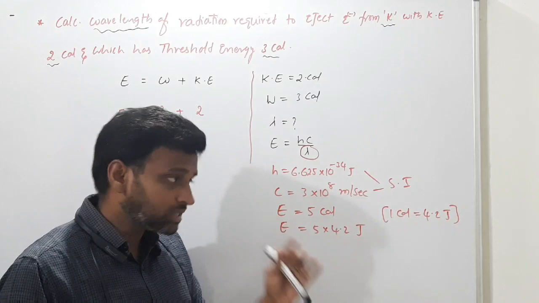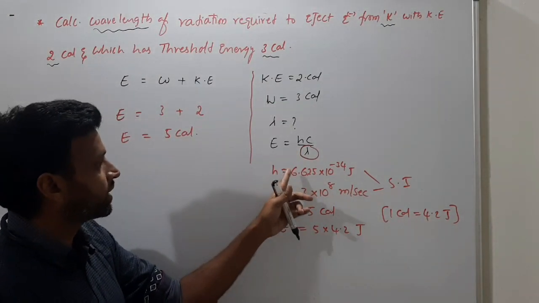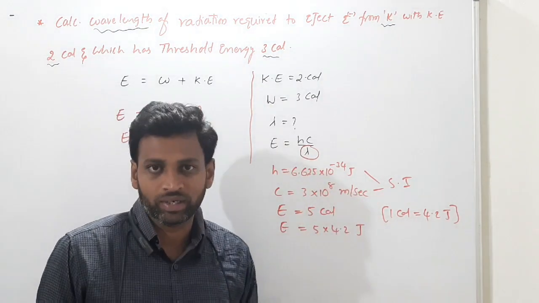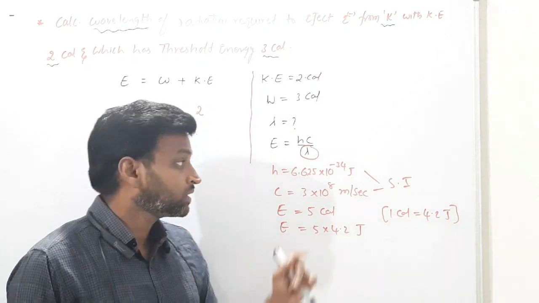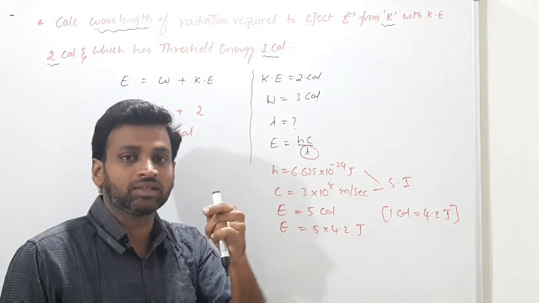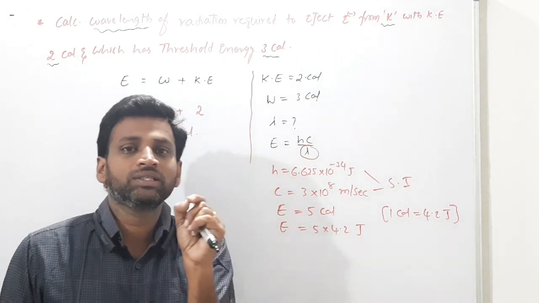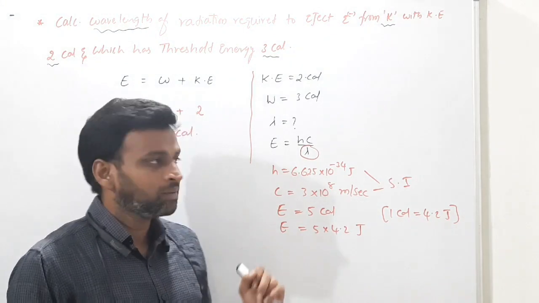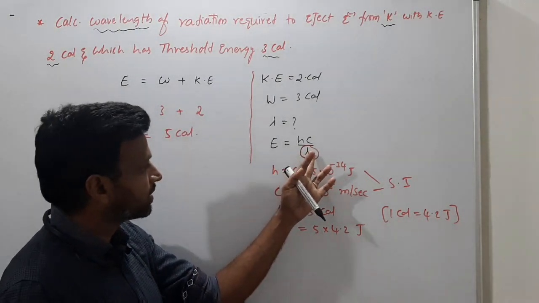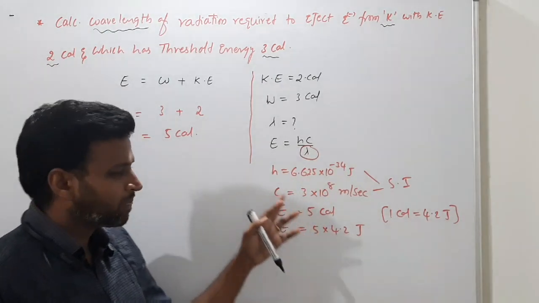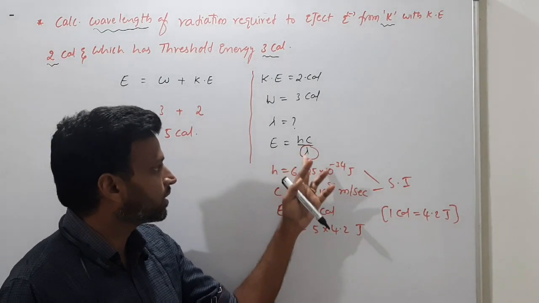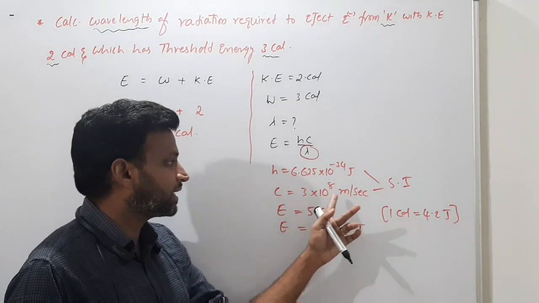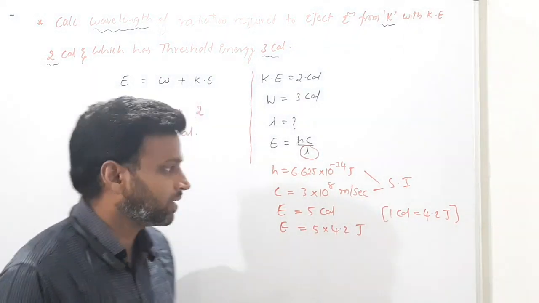If they are asking for energy in ergs, then you have to take the h value as 6.625 into 10 power minus 27 ergs. Understand when you have to take ergs? If the energies in the options are all given in ergs, then you can take the h value in ergs. But otherwise, if they are asking for something else like lambda or frequency, then take the E value and h value in joules. If joules, then c, the speed of light, in meter per second. This is very, very important.